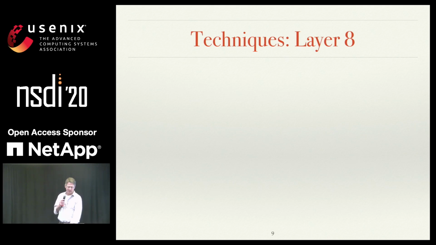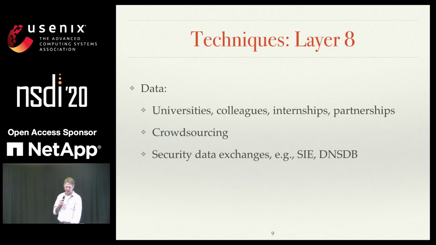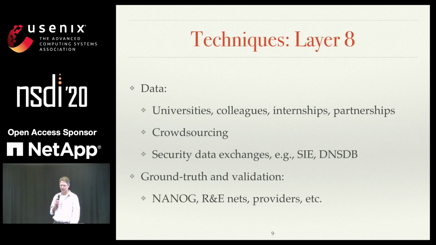In the next dimension of my taxonomy would be techniques that are at layer 8. And I feel sort of compelled to put this up here. So we talked about more technical approaches, but I mentioned that getting data is often one of the biggest obstacles to performing some of this research, right? So many of the data sources that we get are from different kinds of collaborations, either with industry, colleagues, partnerships, universities. Folks are having lots of success doing various kinds of crowdsourcing. And there's even things like data exchanges, things like SIE and DNSDB that are having good success.